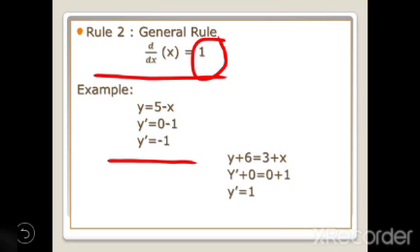Another example, we have y plus 6 is equal to 3 plus x. So y prime plus 0 from the derivative of 6 equals 0 from the derivative of 3 plus 1 from the derivative of x. So we have y prime is equal to 1.